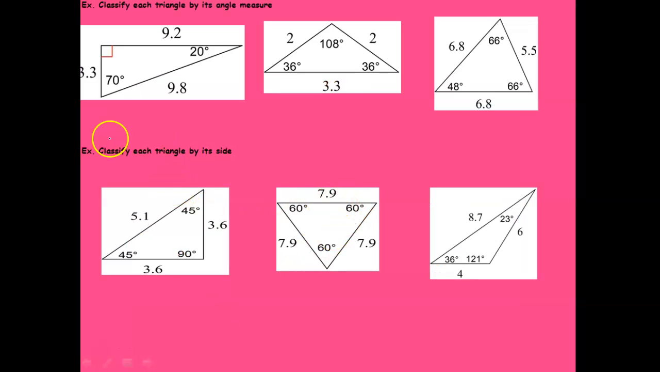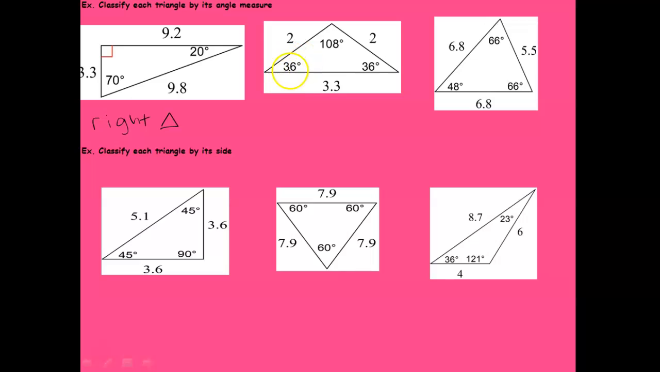All right, so we're going to jump right into the examples. If you look at the very top, they want you to classify each triangle by its angle measure. Okay, so if you look at the angle measures, you have a 20-degree angle, a 70-degree angle. Yes, both of those are acute angles, but you also have a 90-degree angle. So this first triangle, if we classify by angle measure, this is a right triangle. Right triangle.